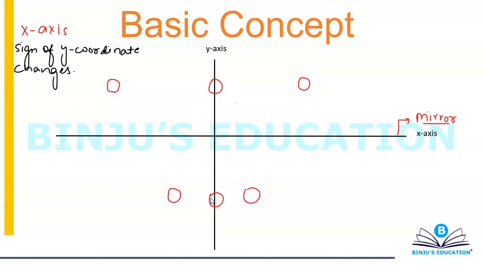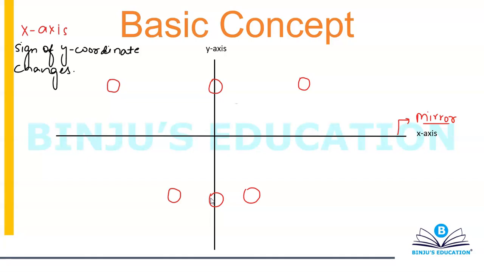Basically the bottom line is that your point is either above x-axis or below x-axis, yes or no. If x-axis is acting as the mirror, your point is either above x-axis or below x-axis. There is no third thing that can happen, correct? If the object is above x-axis, then the image has to be formed below x-axis, right? Because x-axis is the mirror. And if the object is below x-axis, then the image has to be formed above x-axis.